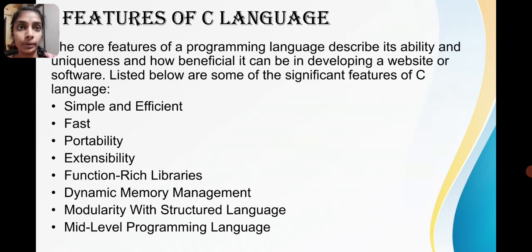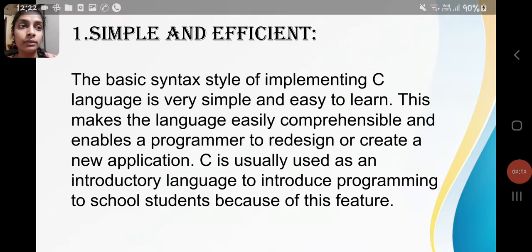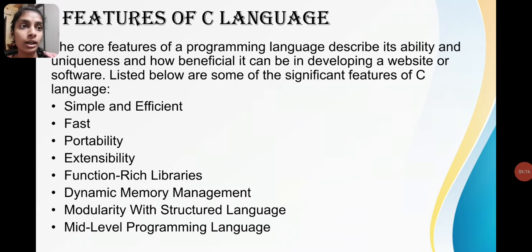Features of C programming language. The core features of a programming language describe its ability and uniqueness and how beneficial it can be in developing a website or a software. Listed below are some of the significant features of C language: simple and efficient, fast and portability, extensibility, function-rich libraries, dynamic memory management, modularity with structured language, mid-level programming language.